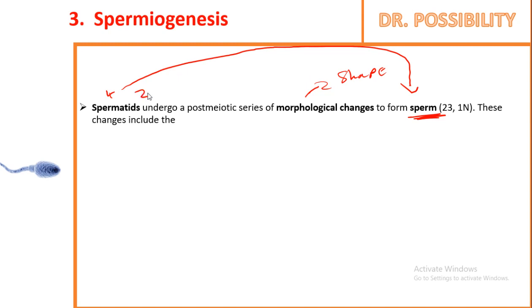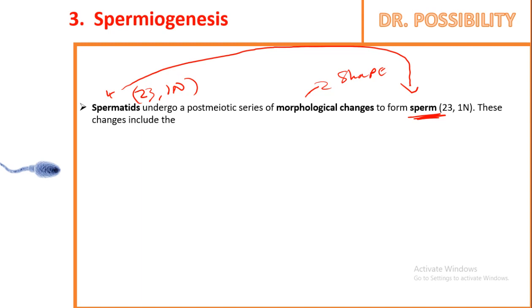Nothing has changed. There we had 23, 1N and haploid. Even here it is. Why? Because a spermatid does not undergo any cell division. You get that? You're going to be examined on that. Which one doesn't undergo cell division? It is the spermatid. Everything we have talked about undergoes cell division except the spermatid.